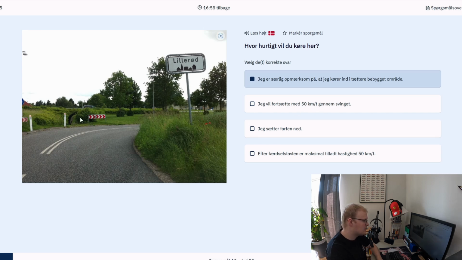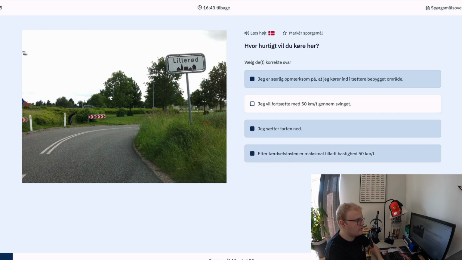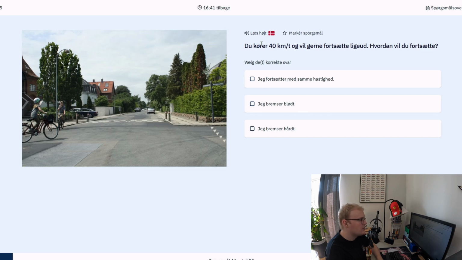I don't think I will, because this is a dangerous corner sign. I think that's what it is. It's a sign that tells you it's a sharp corner. So I'm gonna slow down. After the sign, it's allowed to drive a maximum of 50 kilometers an hour. That's true. So that's pretty good.